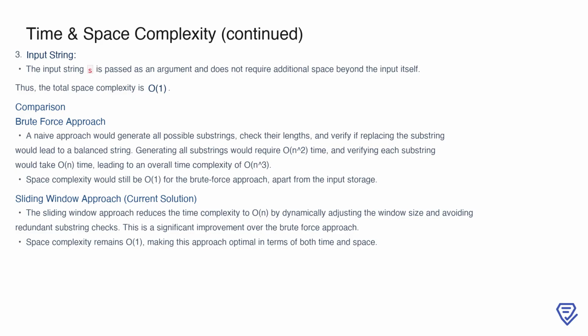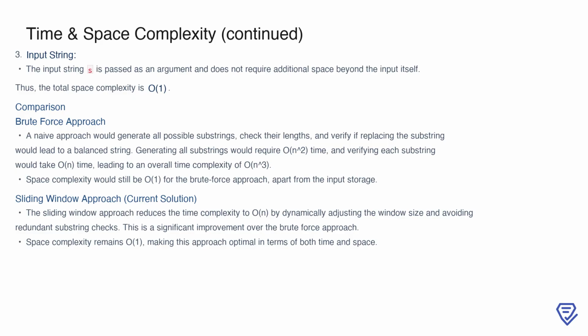To highlight the efficiency of the sliding window approach, let's compare it to a brute force solution. A naive approach would involve generating all possible substrings, checking their length, and verifying whether replacing the substring leads to a balanced string. This would require n squared time for generating substrings and n time for checking each one, leading to an overall time complexity of n cubed.